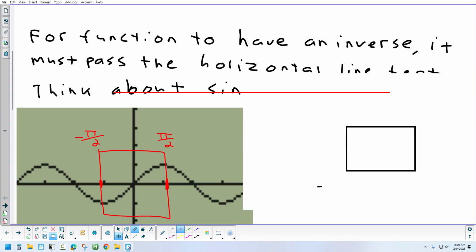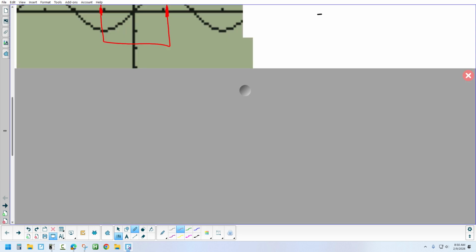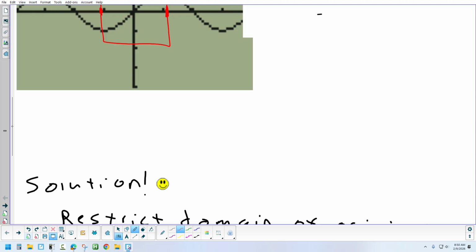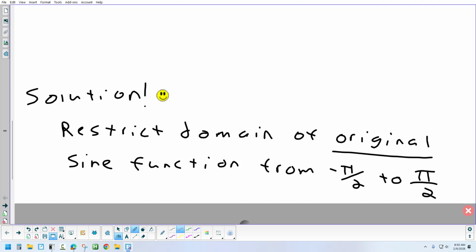Okay. Is that the only section? No. If you put a box right here, that would have worked too. But that's the most common section that they look at. That's how the calculator does it. That's how our book does it. Okay, so the solution to failing the horizontal line test, we're going to restrict the domain of sine to be from negative pi over 2 to pi over 2.